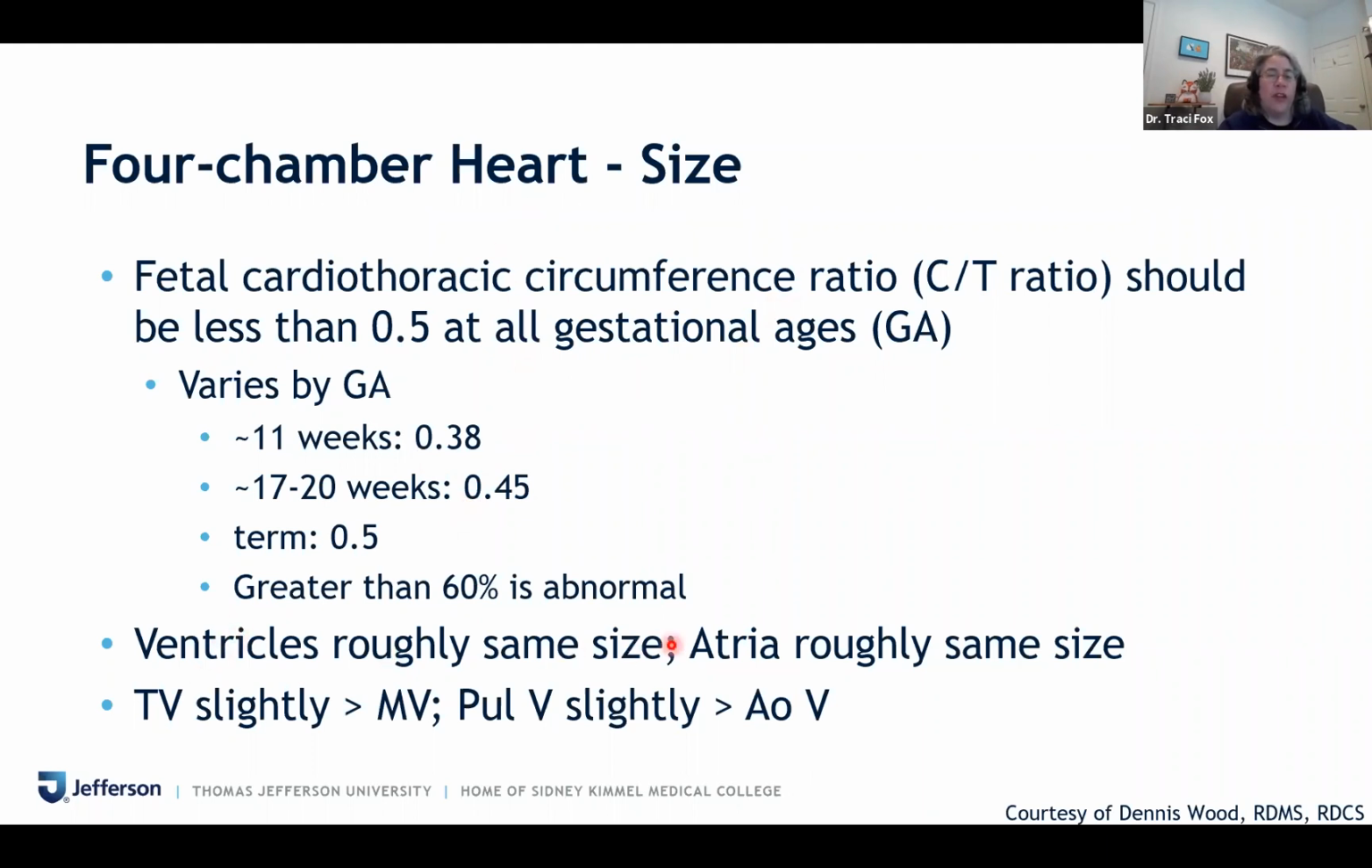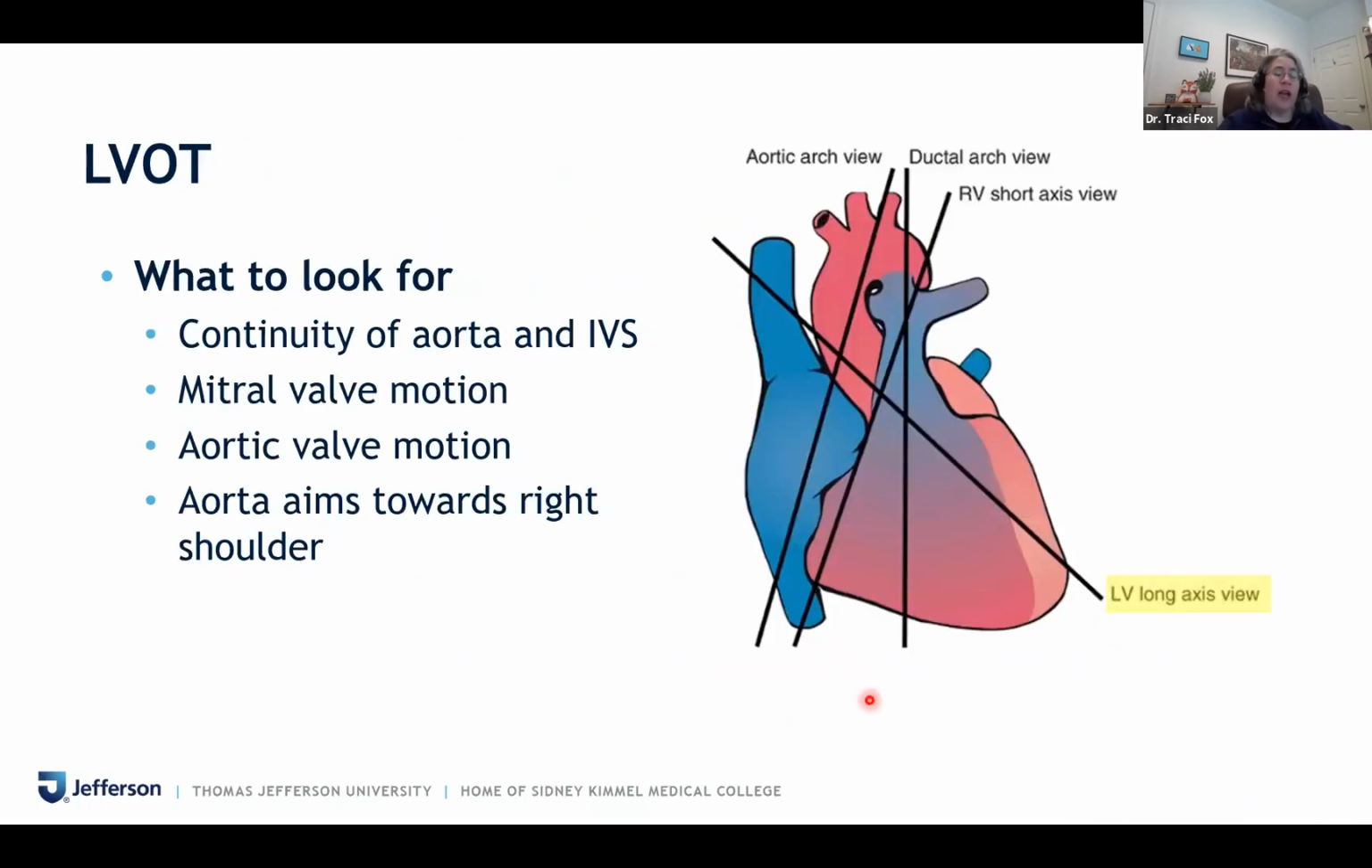As I mentioned before, the ventricles should be about the same size. The atria should be about the same size. Right heart structures can be slightly larger than left heart structures, especially at term. The left ventricular outflow tract, I'm going to show later on in this lecture how to get it. First I just want to go over the anatomy. In this great picture here, the 4-chamber heart is a true cross section. The LV long axis is a slightly oblique view. So from the 4-chamber view, just a slight clockwise rotation is going to get you the LVOT.